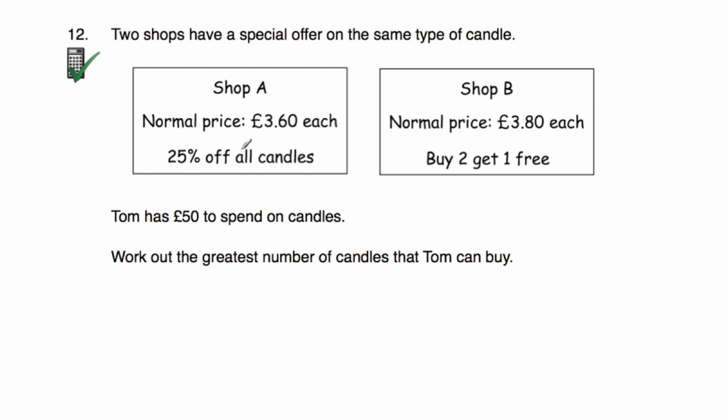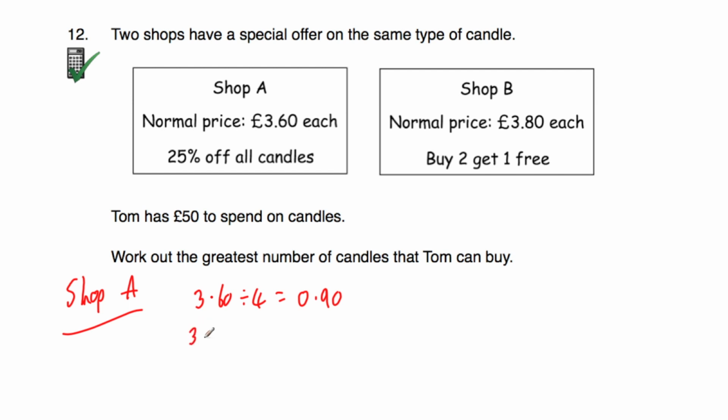So in this question, first of all, let's start off with shop A, and let's see how many candles Tom can buy in shop A. Now they're offering 25% off all candles, so let's reduce the price by 25%. So let's find 25% and take it away. Now to find 25% of a number, you just divide by 4. So if we take our £3.60 and divide it by 4, that will tell us 25% of it. So £3.60 divided by 4 is equal to 90p, or 0.90. That means that Tom will be saving 90p on each candle.